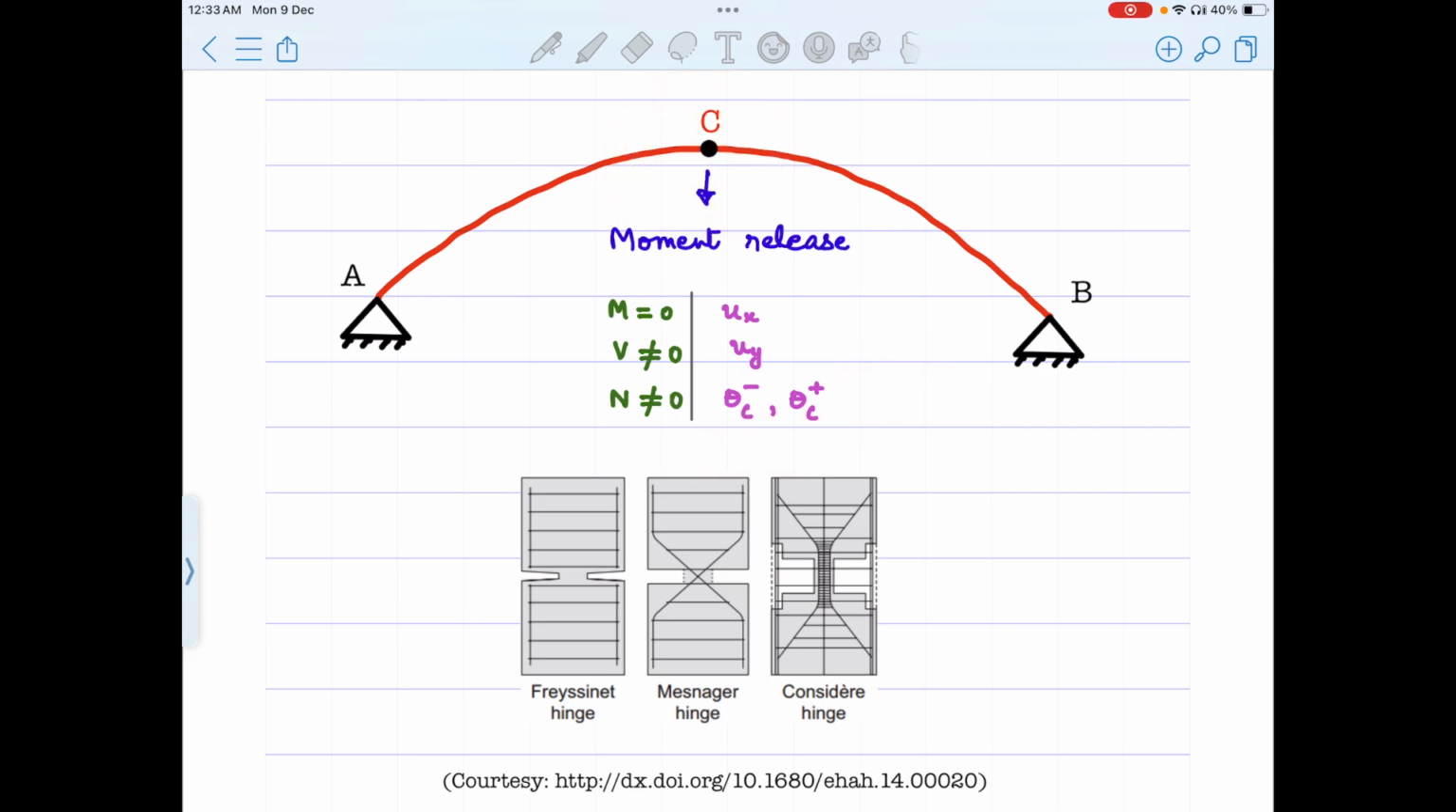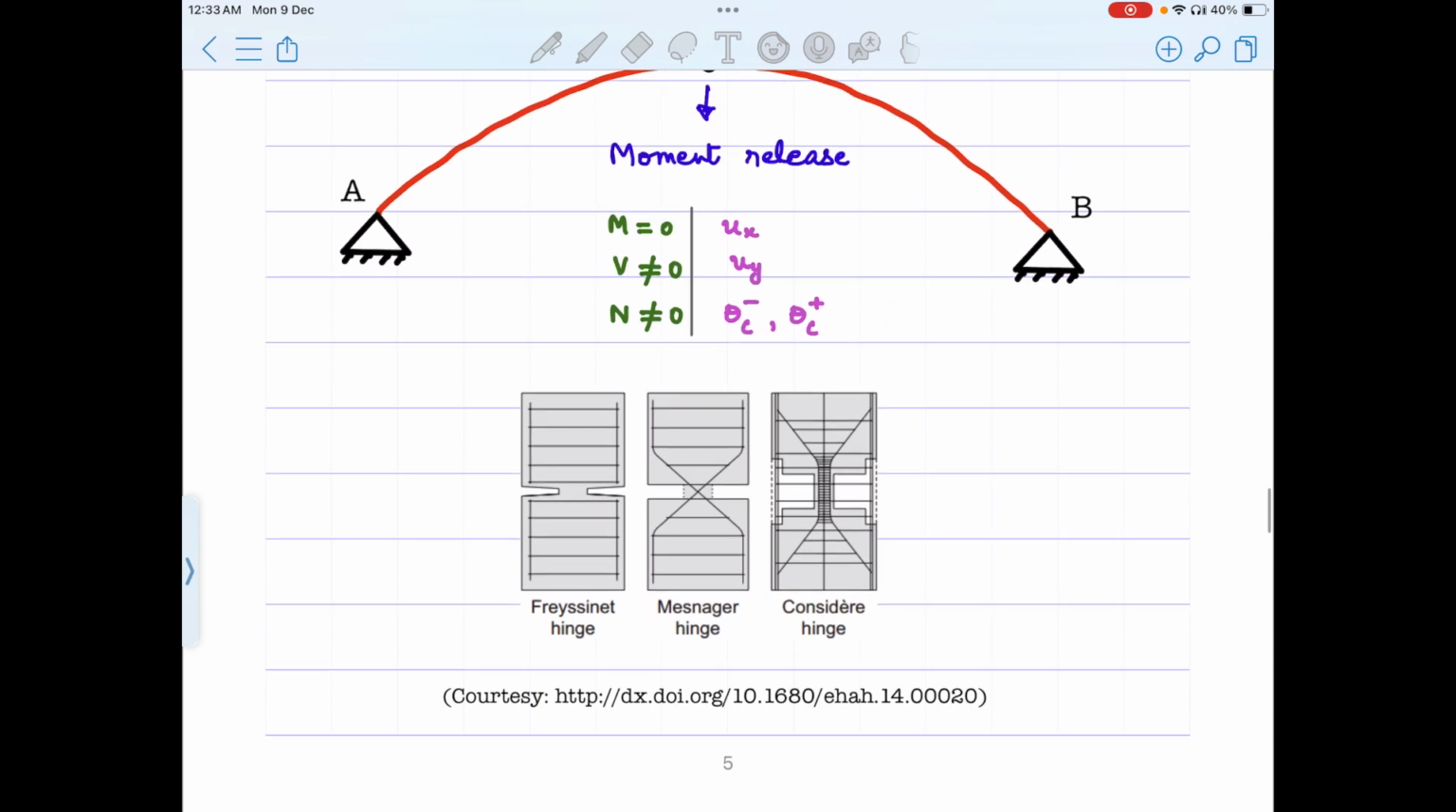And if one is interested to know how the hinges are achieved in a concrete structure, one can go through this particular article wherein these three kinds of hinges are discussed. All right. So what we see here is the arrangement of reinforcement.